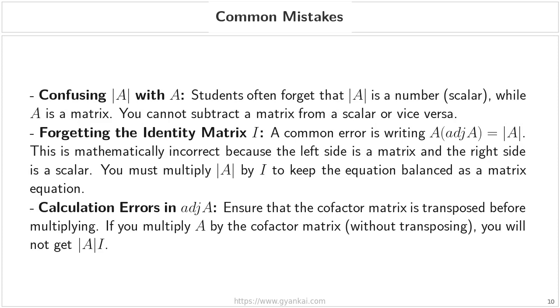Finally, watch out for calculation errors. When finding the adjoint of A, it is easy to find the cofactor matrix and stop there. But remember, the adjoint is the transpose of that cofactor matrix. If you forget to transpose the matrix before performing the multiplication, your result will not yield the diagonal matrix we are looking for. Always double-check that you have swapped your rows and columns correctly.